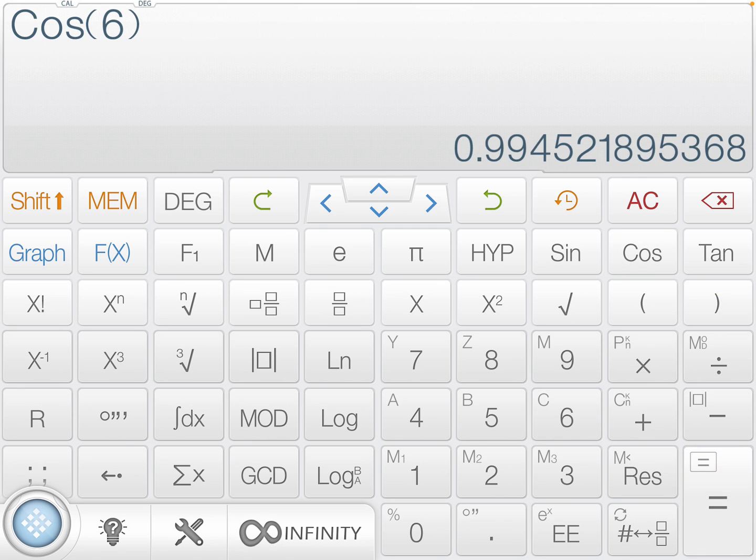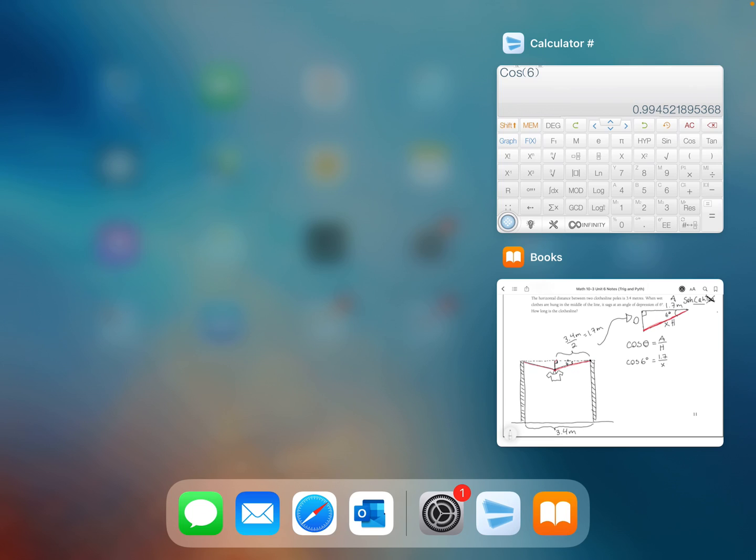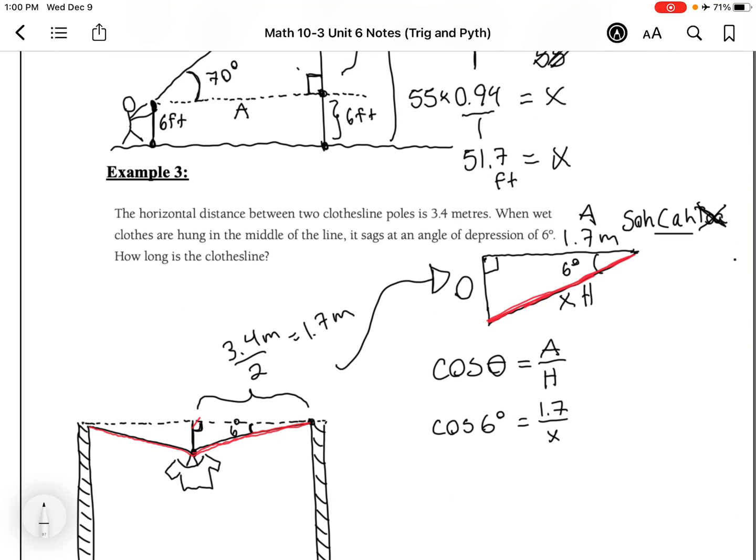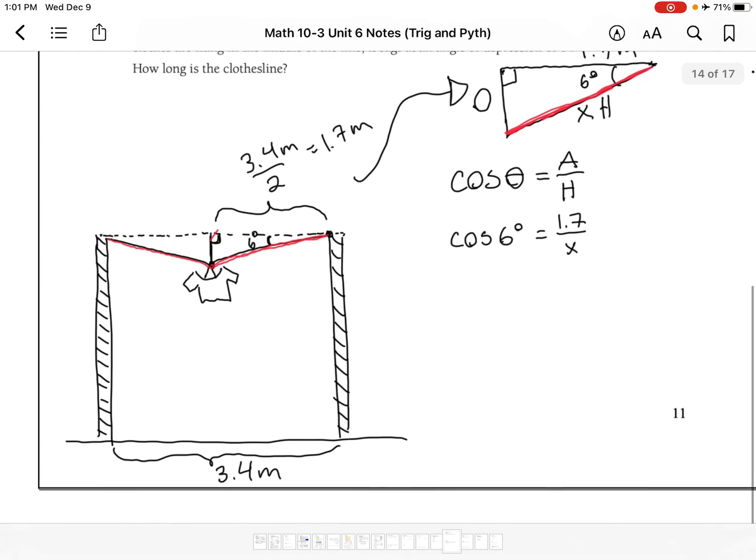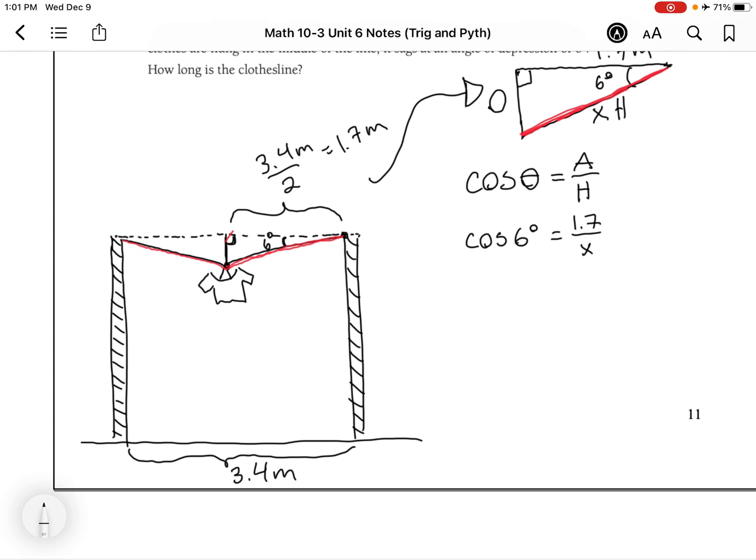And that is 0.9945. All right, 0.9945 equals 1.7 over X. And remember, this 0.9945 is over 1. So this is a scenario where our unknown is in the denominator.